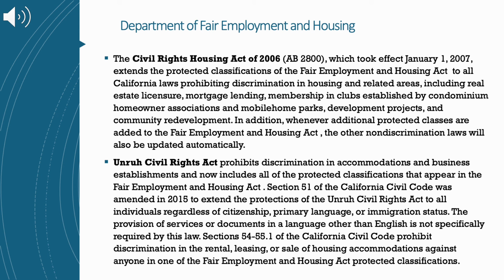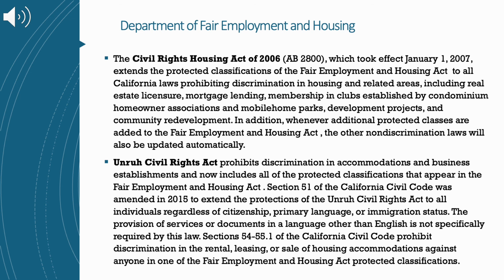The Unruh Civil Rights Act prohibits discrimination in accommodations and business establishments and now includes all of the protected classifications that appear in the Fair Employment and Housing Act. Section 51 of the California Civil Code was amended in 2015 to extend the protections of the Unruh Civil Rights Act to all individuals regardless of citizenship, primary language, or immigration status. The provision of services or documents in a language other than English is not specifically required by this law.